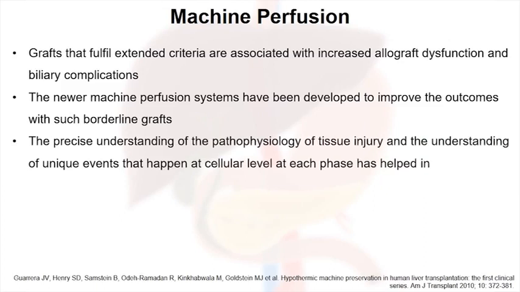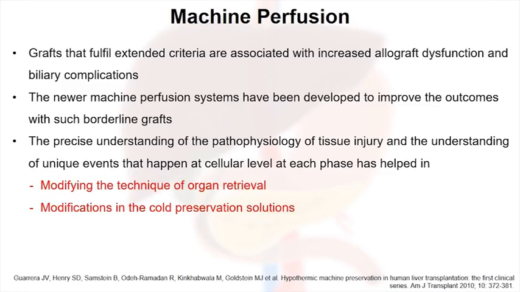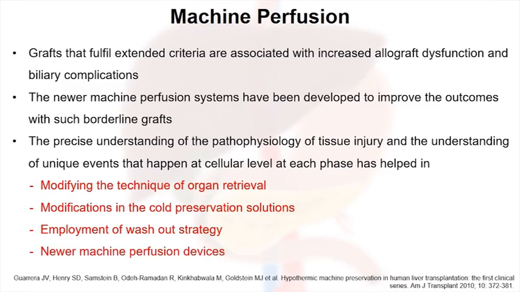The precise understanding of the pathophysiology of tissue injury, and understanding of unique events that happen at the cellular level at each phase, has helped in modifying the technique of organ retrieval, modification in the cold preservation solution, employment of washout strategy, and newer machine perfusion devices.